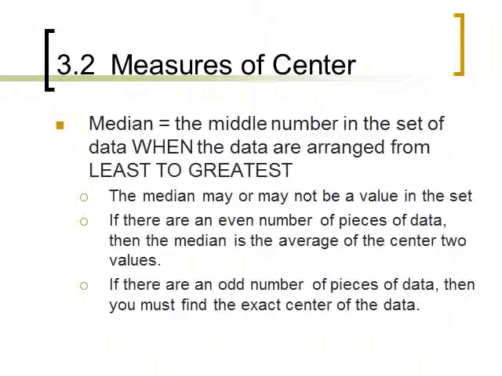If you have an odd number of pieces of data, like 11 numbers, then you have to find the exact middle number of the data. The notation for median is X with a little approximation symbol above it.